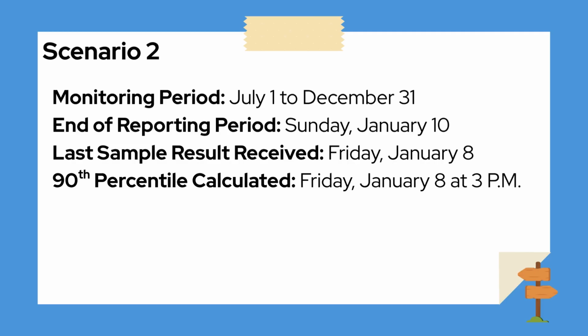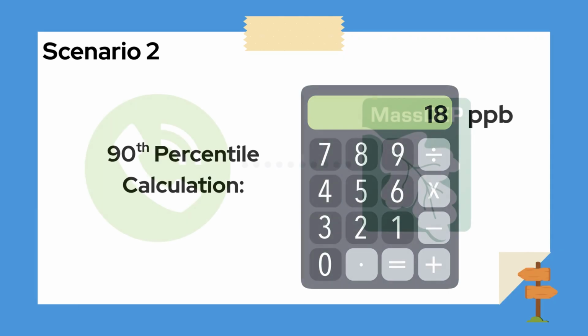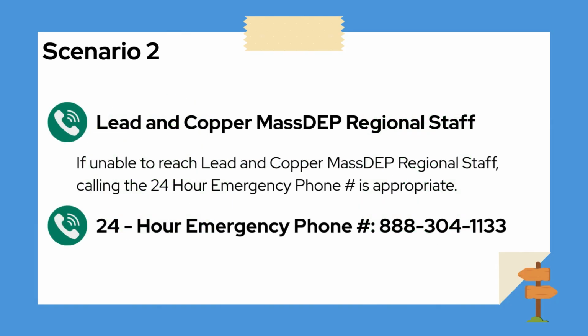The system must report their 90th percentile to MassDEP by Sunday, January 10th, by submitting Form LCRD or LCRE to be compliant. The system immediately calculates their 90th percentile and discovers that they have exceeded the lead action level with a lead 90th percentile value of 18 parts per billion. The system immediately attempts to contact their MassDEP LCR regional contact. If unable to reach the LCR regional contact, calling MassDEP's 24-hour emergency phone number is appropriate.